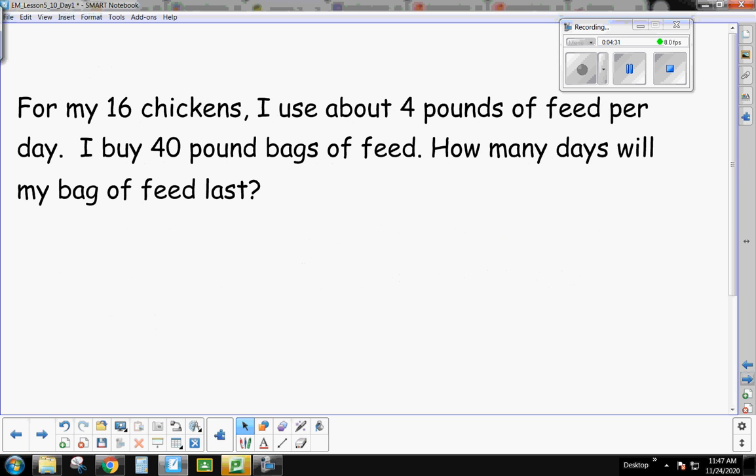You know that I have a hobby farm. I have chickens and goats and sheep, and so I do a lot of math for my hobby farm. So here's an example of a problem that I might need to do. Now it says for my 16 chickens, I use about 4 pounds of feed per day. I buy 40-pound bags of feed. So how many days will my bag of feed last?